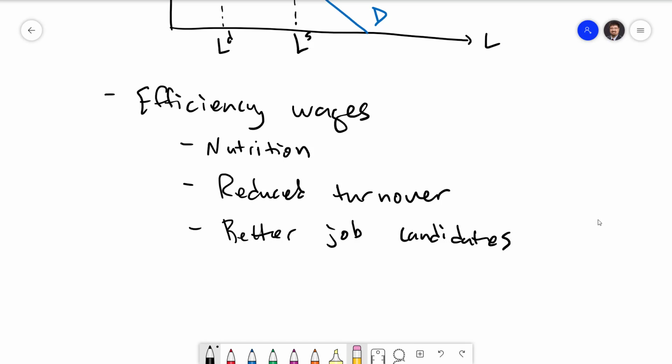This has been a quick introduction to the labor market and unemployment and a few reasons why unemployment happens.